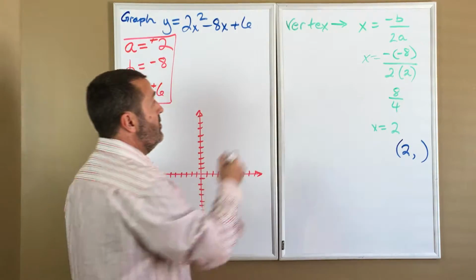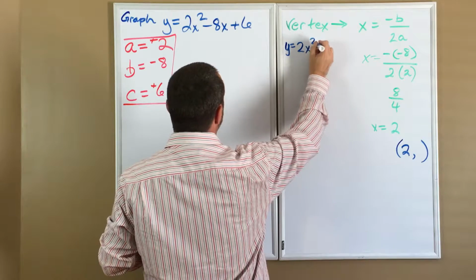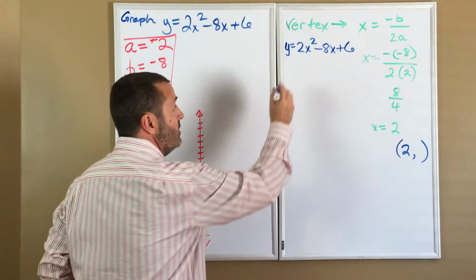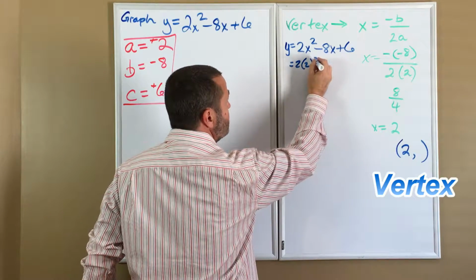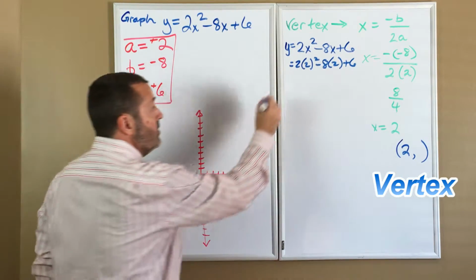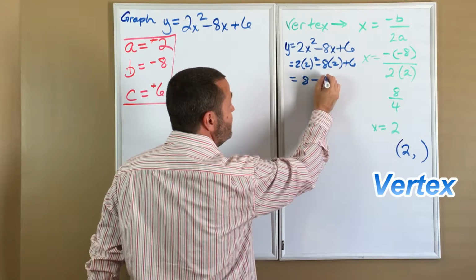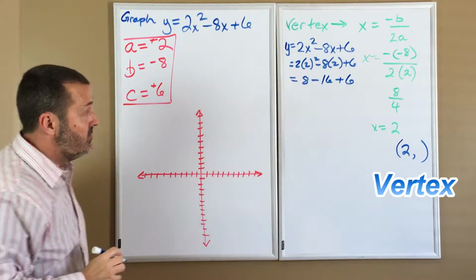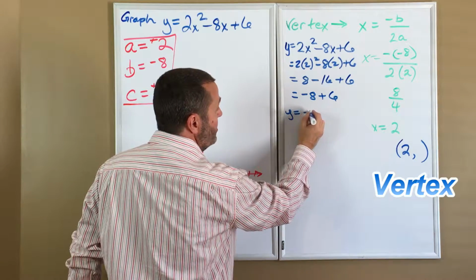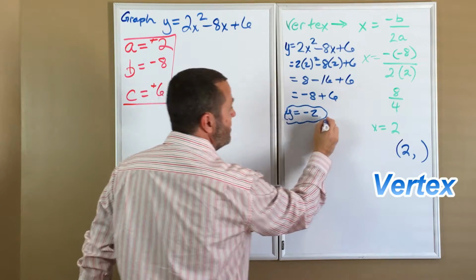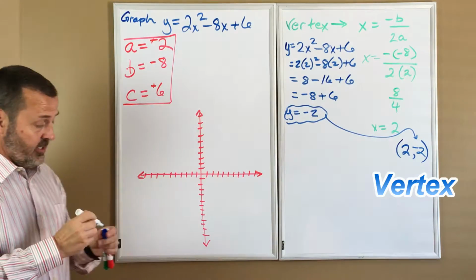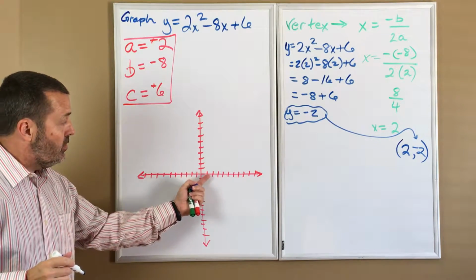So I can take my original function, and wherever I see an x, I can plug in a 2. So I've got 2 times 2 squared minus 8 times 2 plus 6. 8 minus 16 plus 6. Negative 8 plus 6. My y value should be negative 2. So my vertex for my function should be at 2, negative 2.